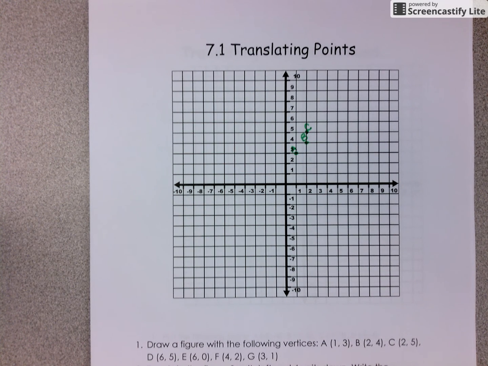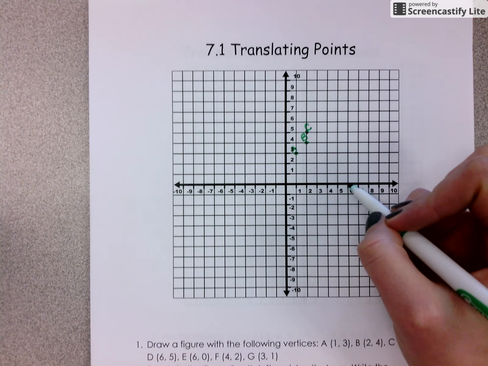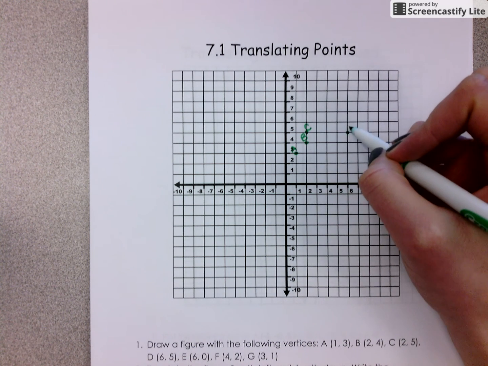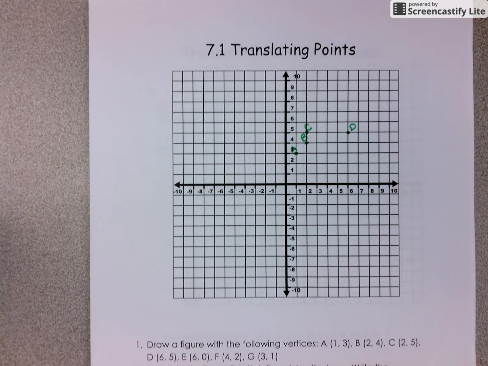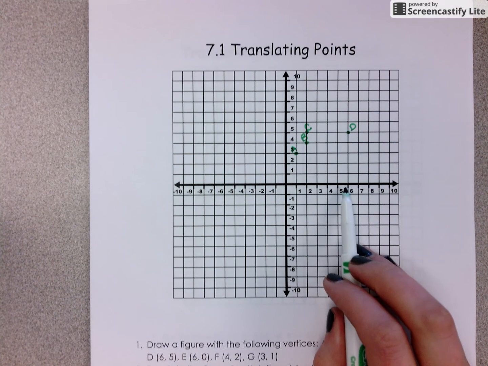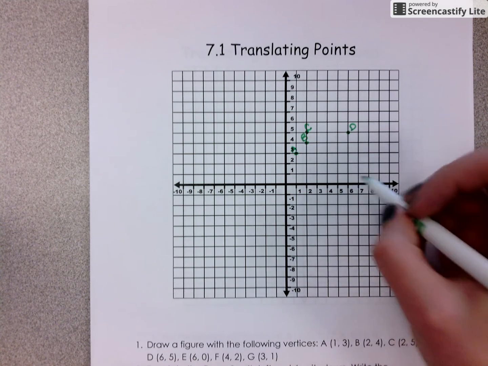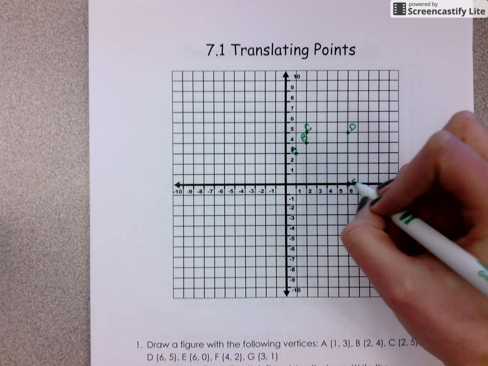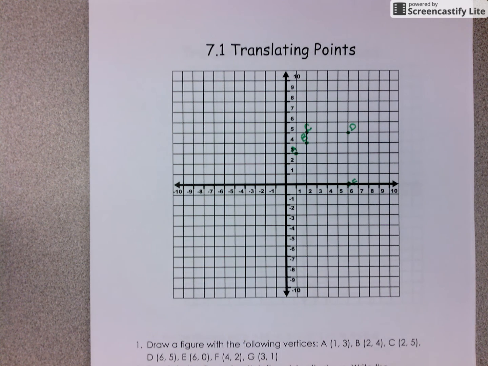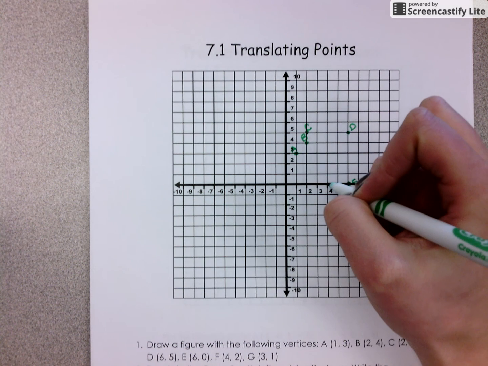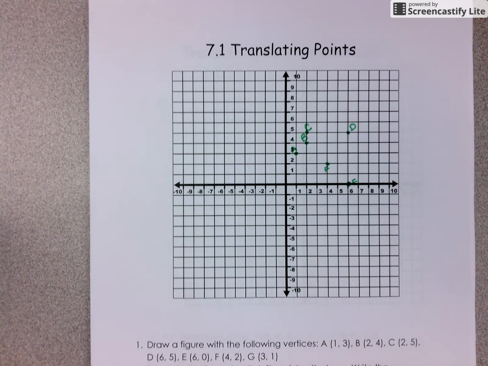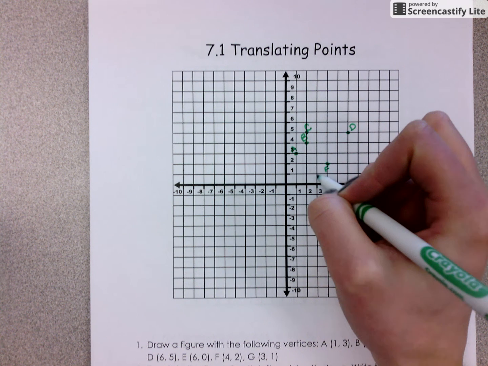D is 6 and 5. So X is 6, Y is 5, so you're going over 6, up 5. That's D. And E is 6 and 0. So that means X is 6, so you're going over 6. Since Y is 0, you're not going up or down any, so it's right on the x-axis, right on the line there for E. F is 4 and 2. And G is 3 and 1.